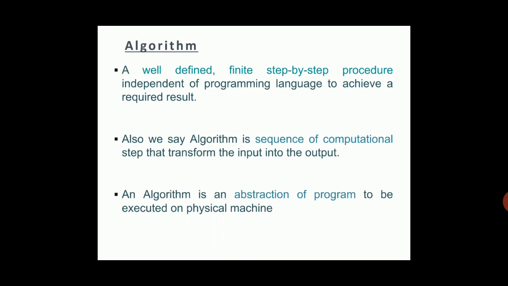And here is another definition of algorithm: a well-defined, finite, step by step procedure, independent of programming language, to obtain the required result. Okay, this is an algorithm. And we also say an algorithm is a set of rules for carrying out calculation either by hand or by machine. And you also say an algorithm is a sequence of computational steps that transform the input into output.